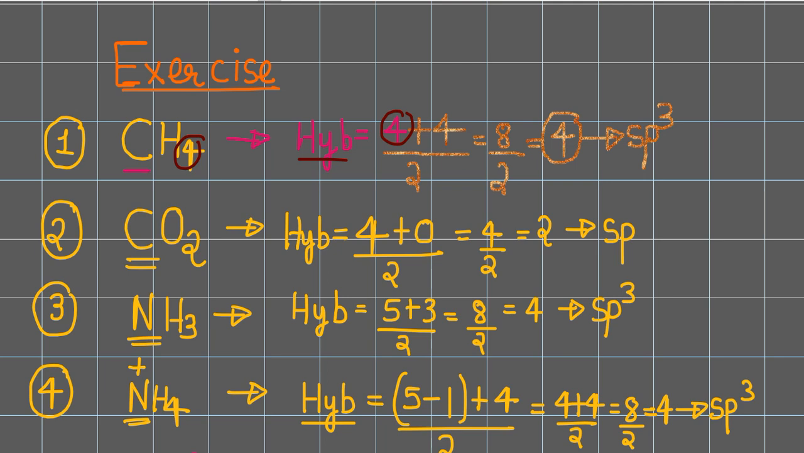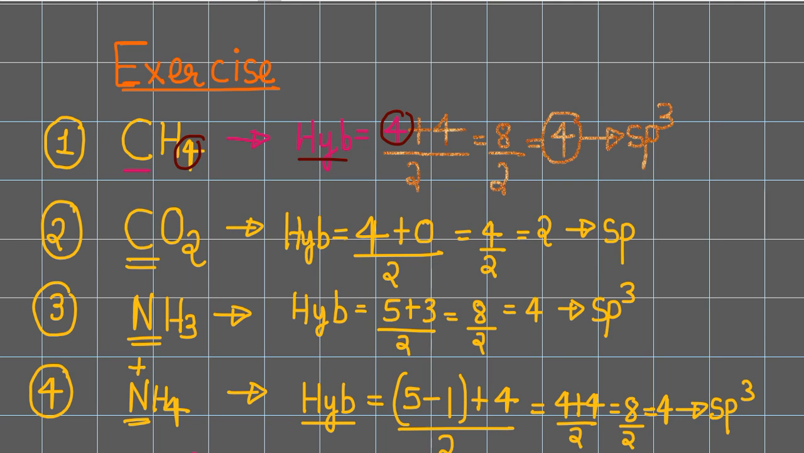Hybridization of carbon in CO2. The number of valence shell electrons in the central atom carbon is 4, and the number of monovalent atoms is 0. Why 0? Because oxygen is a divalent atom. So you need not consider divalent or trivalent atoms. You just take the number of monovalent atoms. 4 by 2 is equal to 2, so sp hybridization.